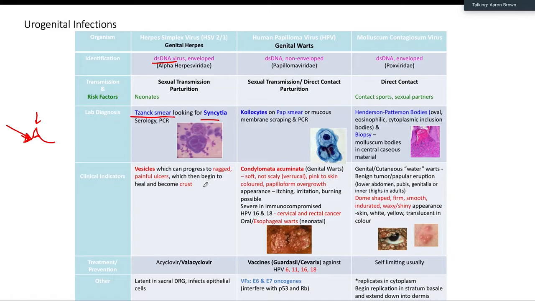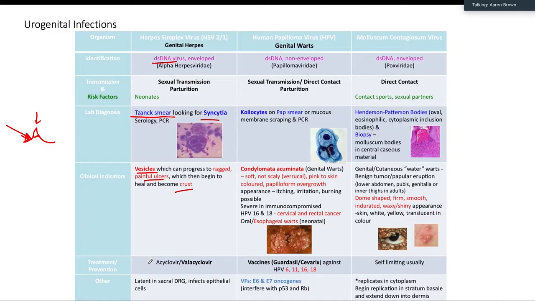Okay, so we're looking for vesicles on an erythematous base, right? Grouped vesicles on an erythematous base is your classic description of herpes. Grouped vesicles on an erythematous base. If I had a dollar for every time I read that phrase, I would not need to be tutoring anymore, okay? Put it that way. So these vesicles become painful ulcers, which then heal and crust.